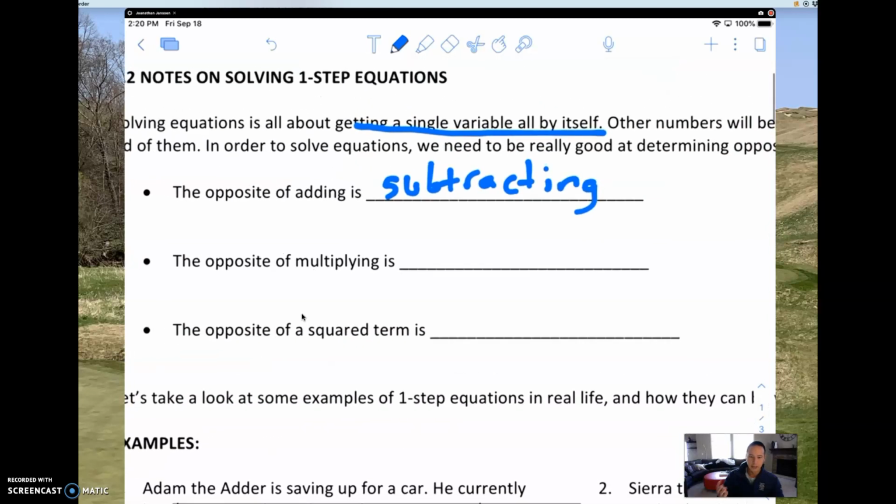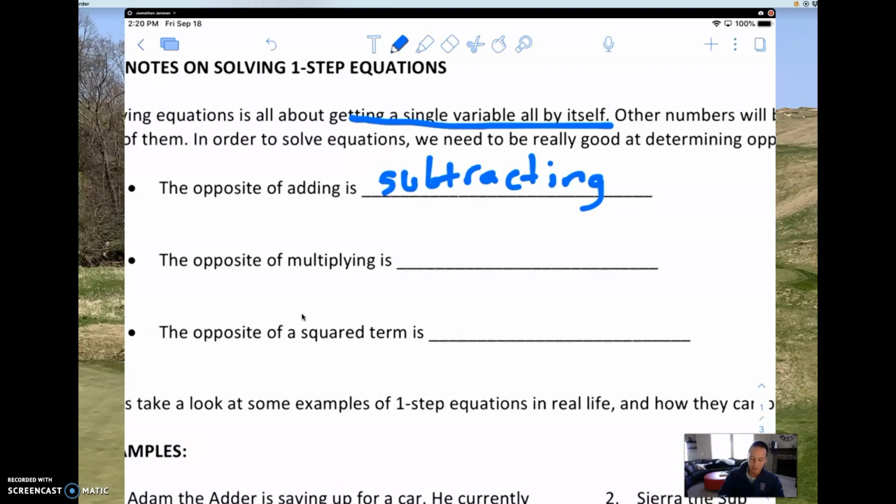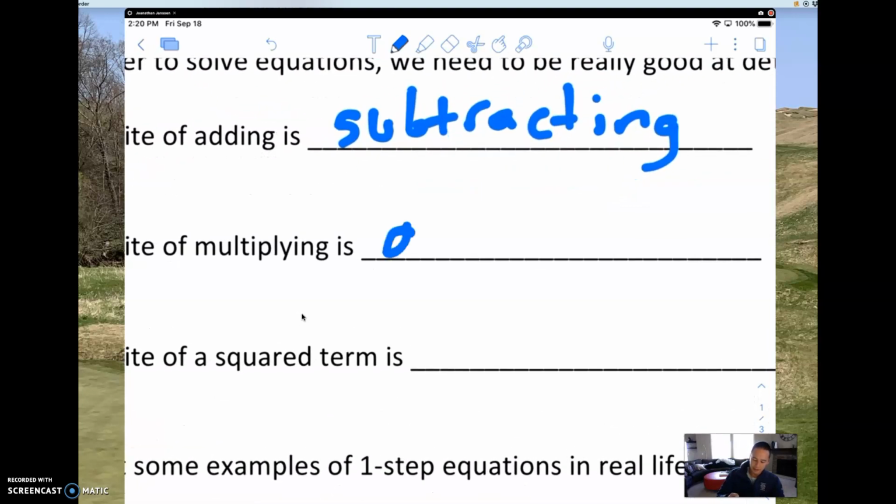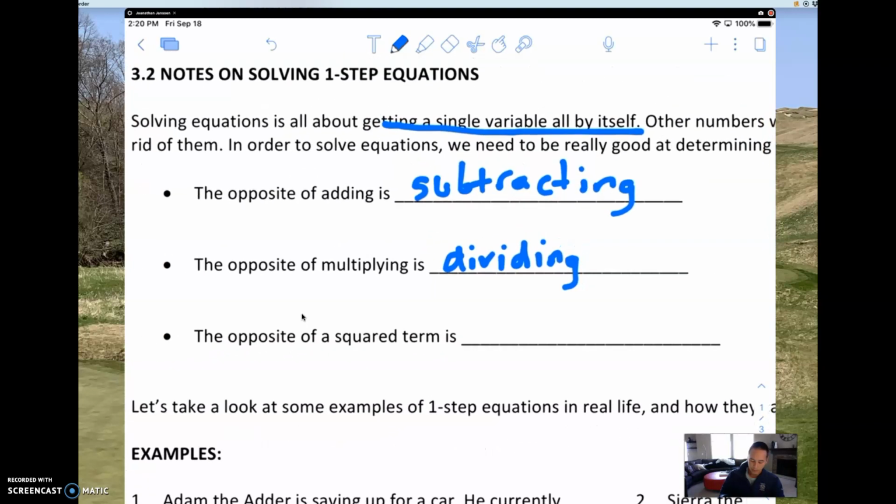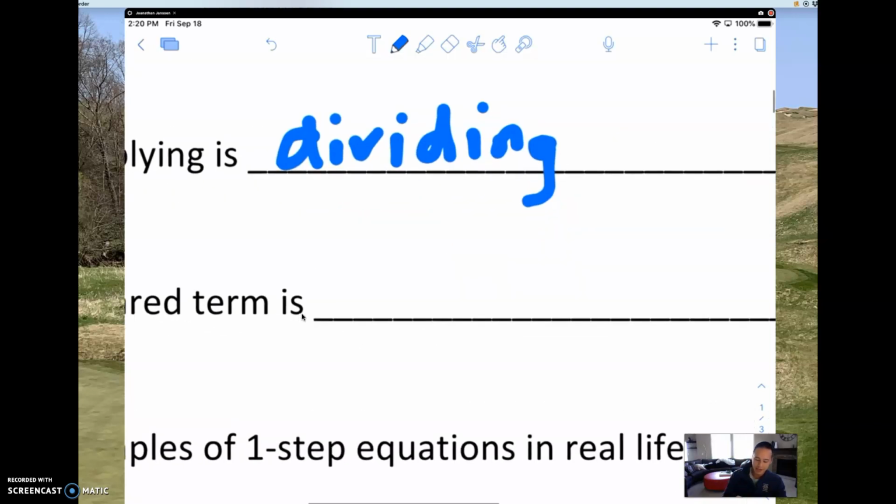And it goes the other way too. The opposite of subtracting will be adding. The opposite of multiplying is dividing. And one that you maybe haven't seen before, maybe you have, the opposite of a squared term. So when you see that little 2 up on top, the opposite of that is something called a square root.